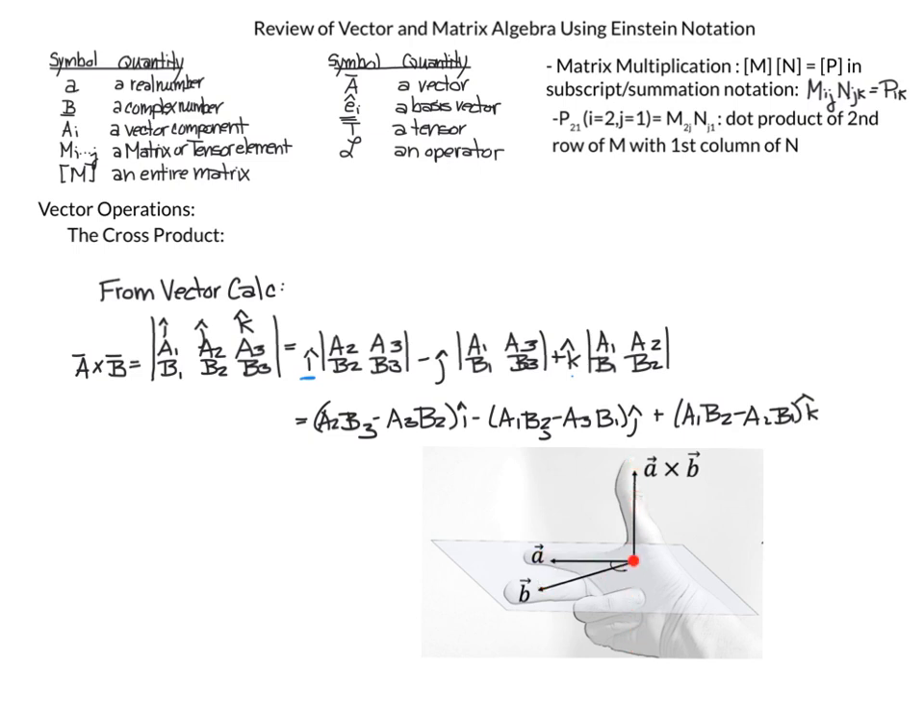So the idea is A and B are in the same plane, and then our A cross B is perpendicular. And there are two ways to be perpendicular to this plane that A and B are in. It's either going to be up or down.